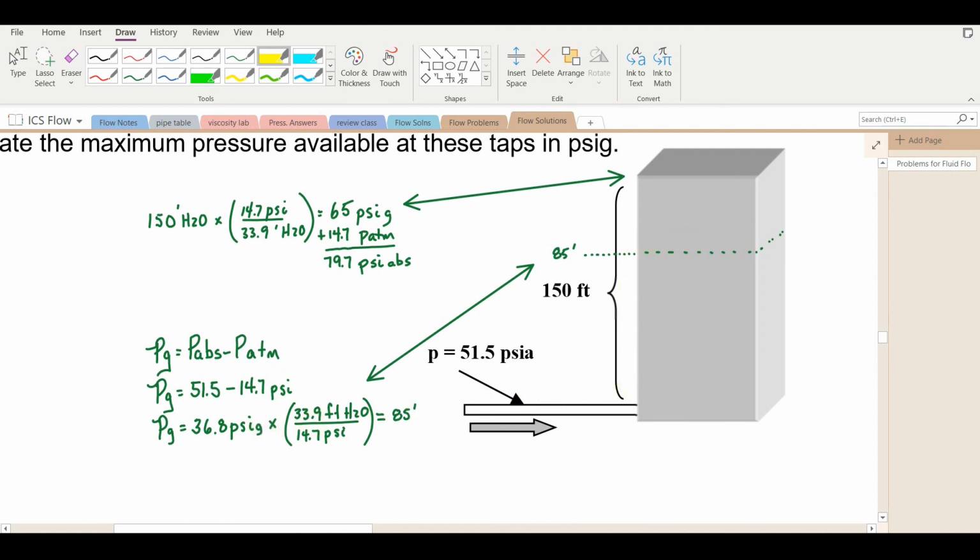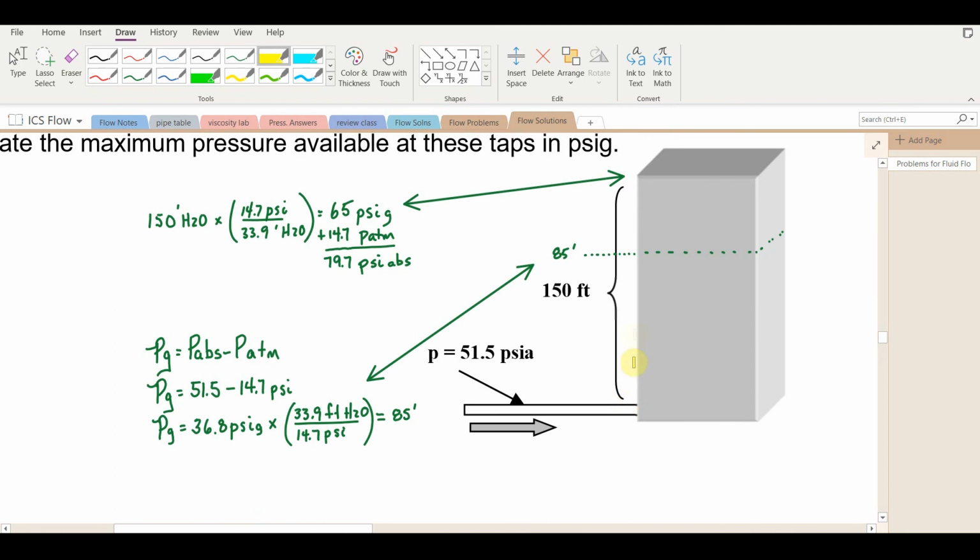open it up. And there's 33.9 feet of water for every 14.7 psi. So this system will actually only provide water 85 feet high. So if this is a 20-story building, maybe the people on the 15th floor are okay, but the people on the 20th are out of luck. So the penthouse suite should cost less, right?